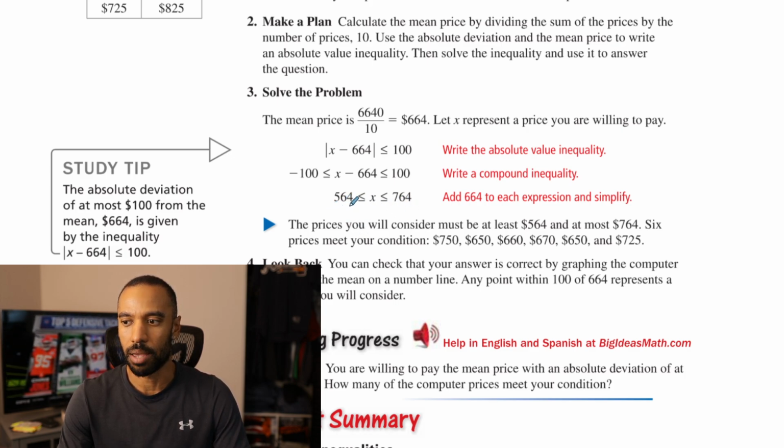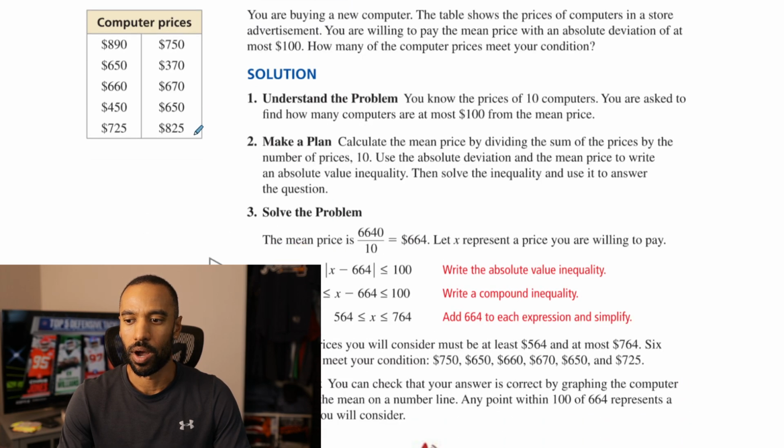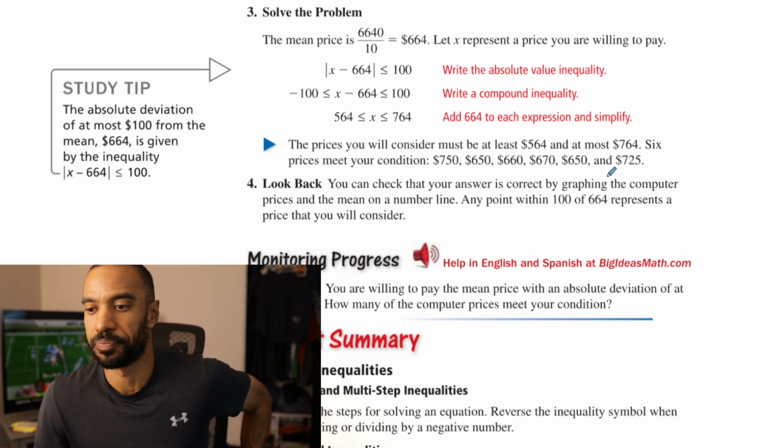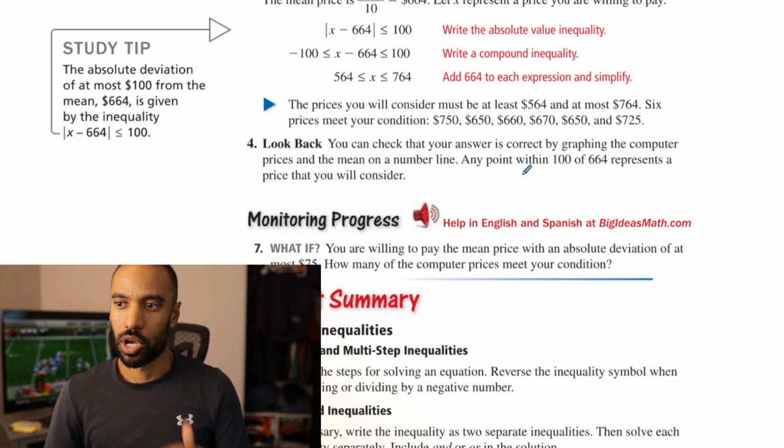So the only computers I'm going to be able to want to purchase are the ones that are within that range. So not this, yes, this, not this, 764, yes, this, not this, 564, yes, no. I think these 6 qualify. 1, 2, 3, 4, 5, 6 qualify right there. There's our absolute deviation. Okay, so I'm getting it.